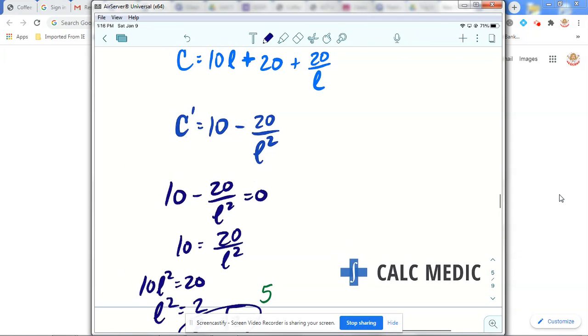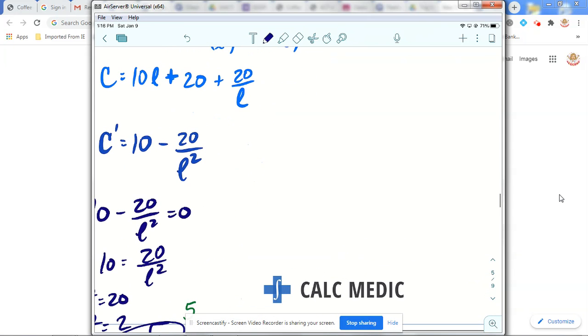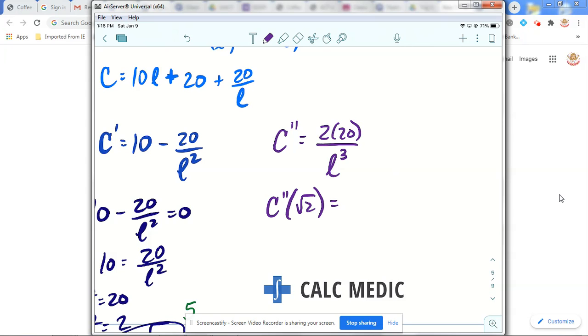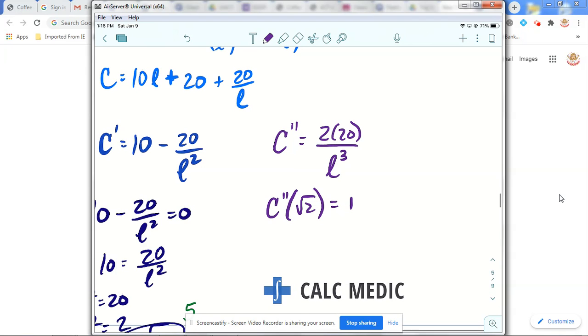All right, to verify that that is a minimum, I'm going to come over and find the second derivative. Because my L has a power this time, I'm going to multiply by it. So I'm going to change the sign from negative to positive, multiply by my power, and then it becomes a cubic down there. All right, then when I put in the square root of 2, I get a positive divided by positive is a positive, so that means this critical number is a relative minimum.